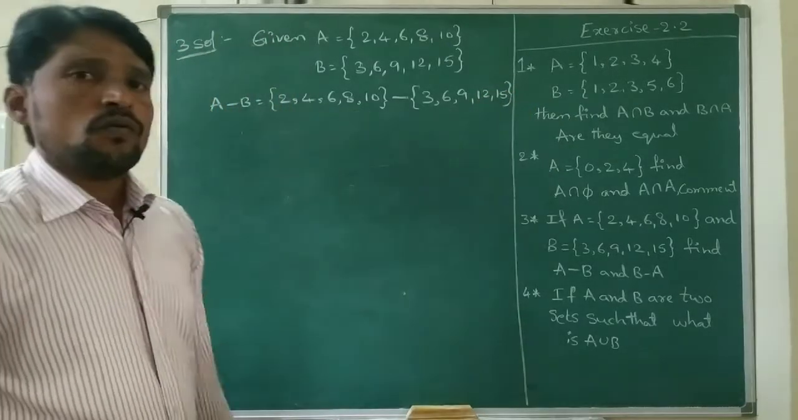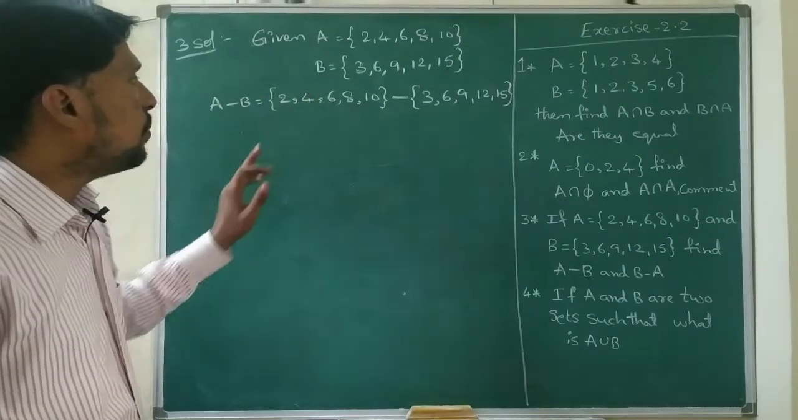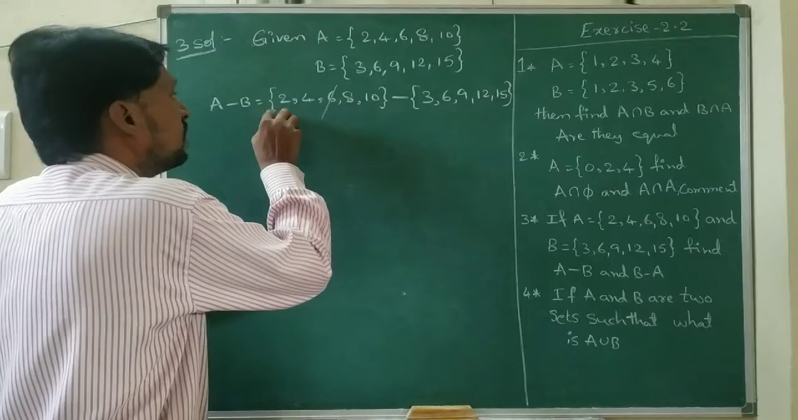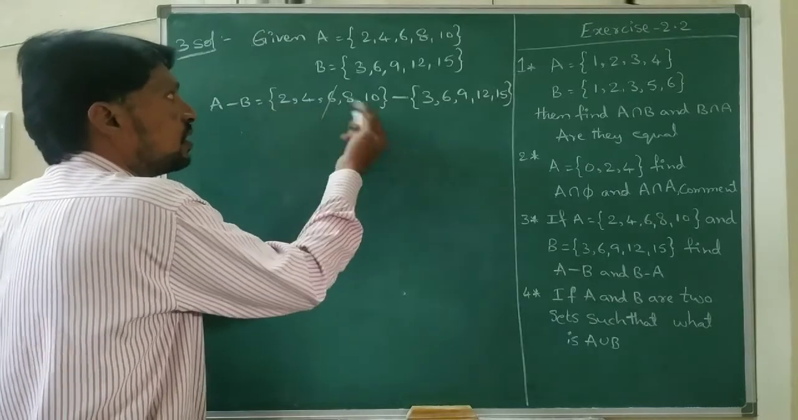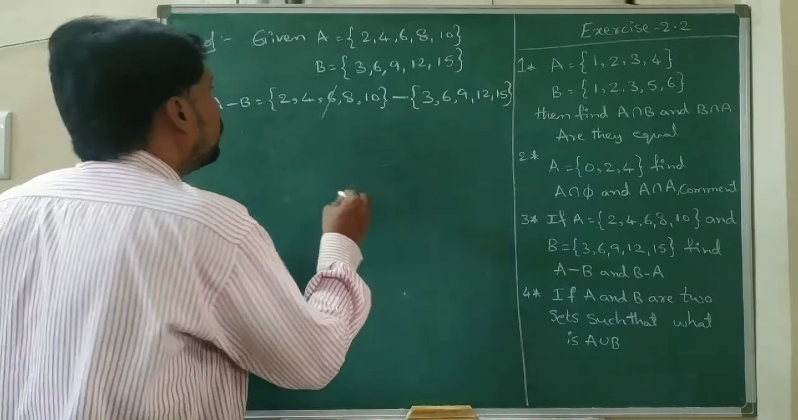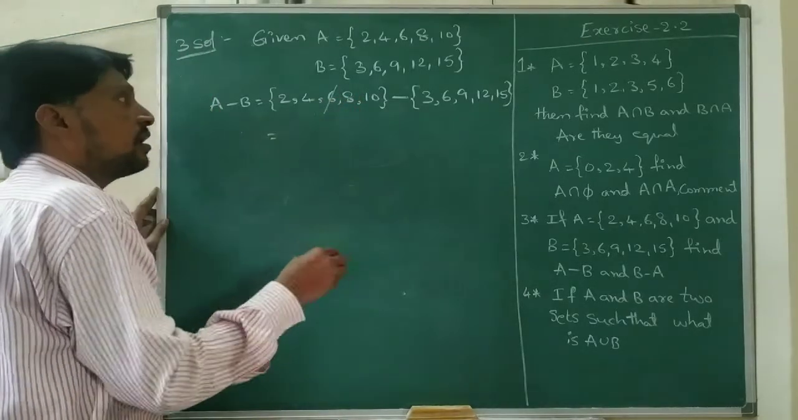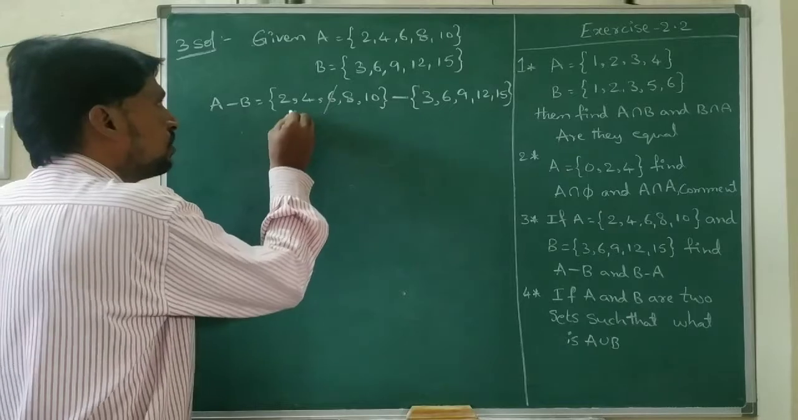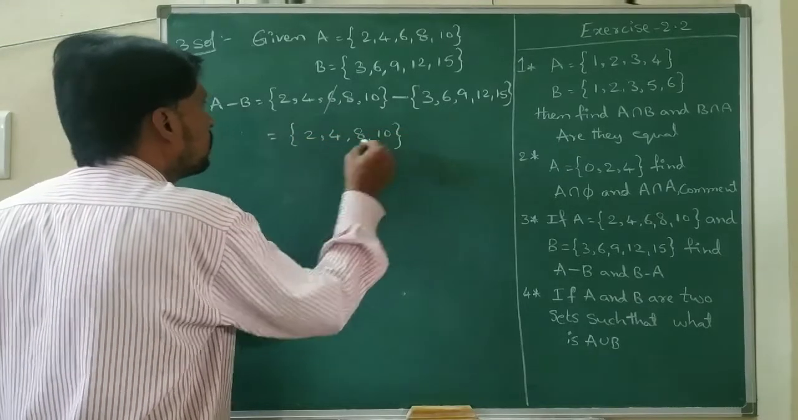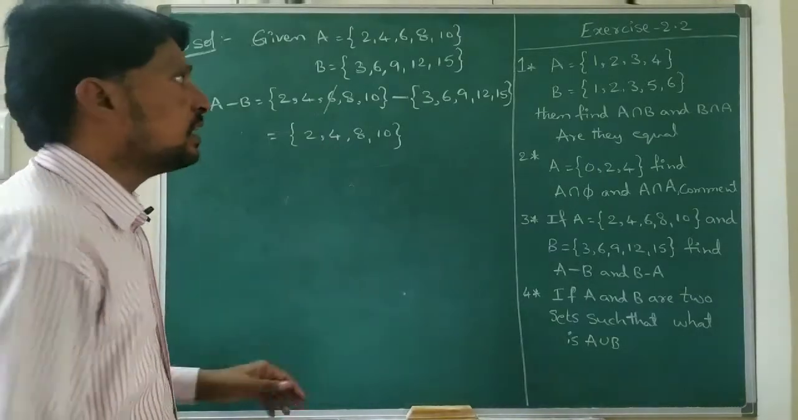So in both sets, what are the common elements? Here 6 is the common element. Only 6 is the common element, means in the set A, you can cancel that common element. What remains after cutting that common element, those elements we should write. Means 2, 4, 8, 10 we are getting. So A minus B equal 2, 4, 8, 10.